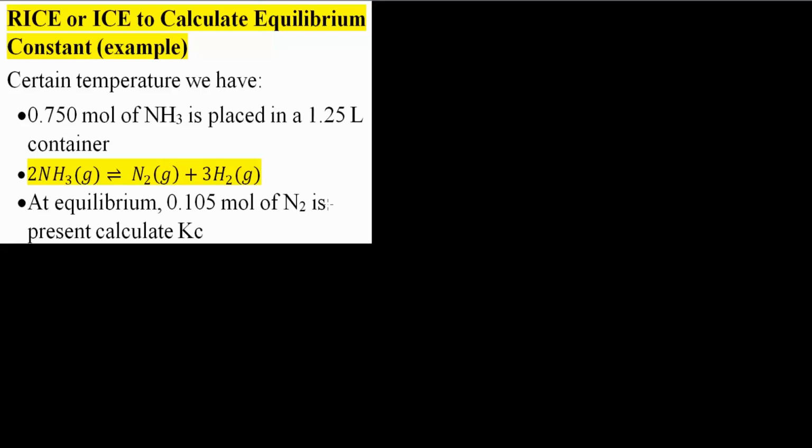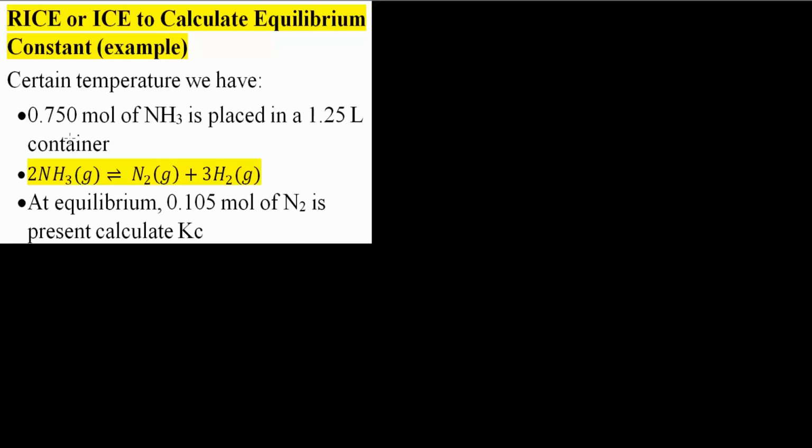In this video, we will be using RICE or ICE to calculate the equilibrium constant. RICE stands for reaction, initial, change, equilibrium, and ICE is essentially the same thing, except it's initial, change, equilibrium.